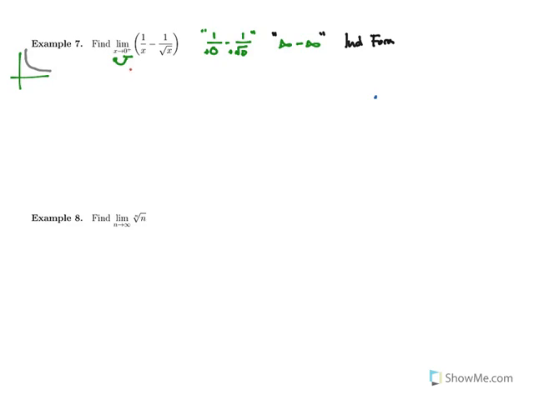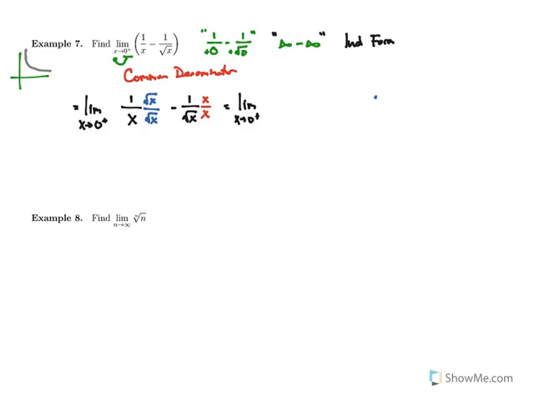And we're going to do this by finding a common denominator. So we can write this as the limit as x approaches 0 from the positive direction of, how about 1 over x? We multiply the first fraction by root x over root x, and we subtract the second fraction multiplied by x over x. To combine this into one fraction, that's going to give us root x minus x over x square root of x.